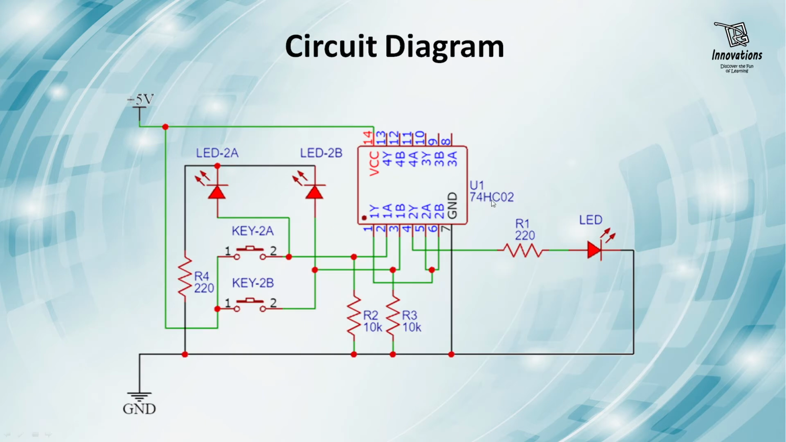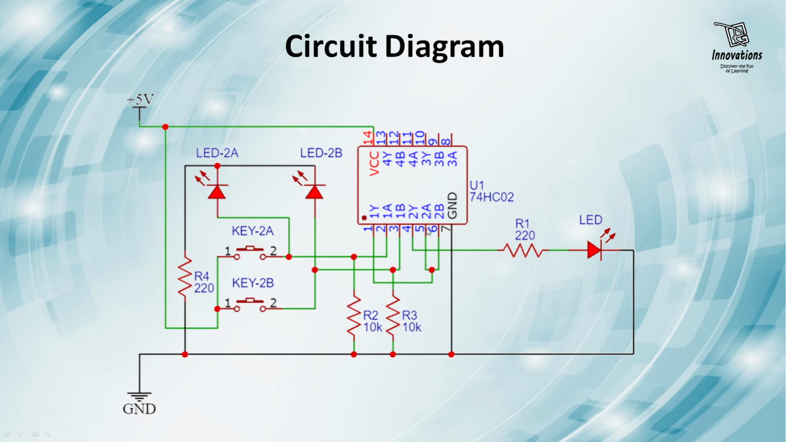Here this is the same IC 74HC02, and we are using 2 segments of NOR gates of this IC. Here we have to provide two inputs to this. So we are providing the input to pin number 2 and 3 via these two switches. And as we have discussed, we have connected these two LEDs for showing the input status.